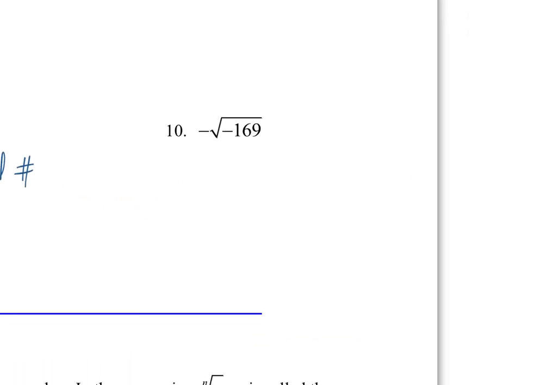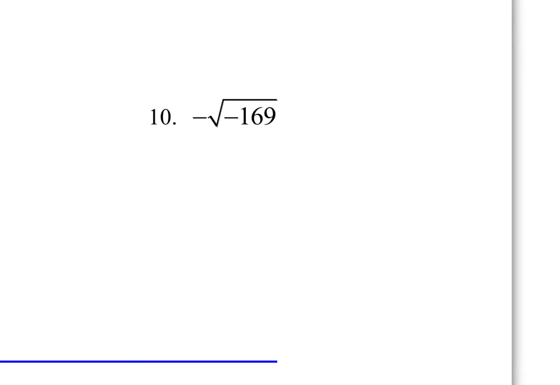And on number 10, you have the negative square root of negative 169, and again, we have a negative on the inside, so not a real number.